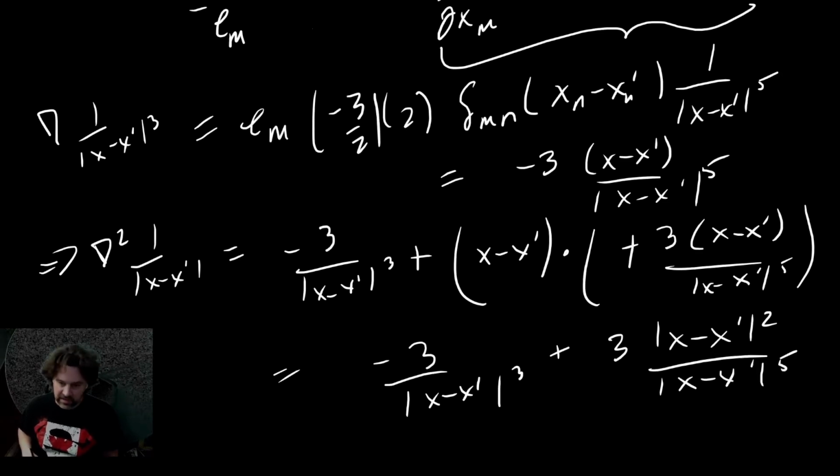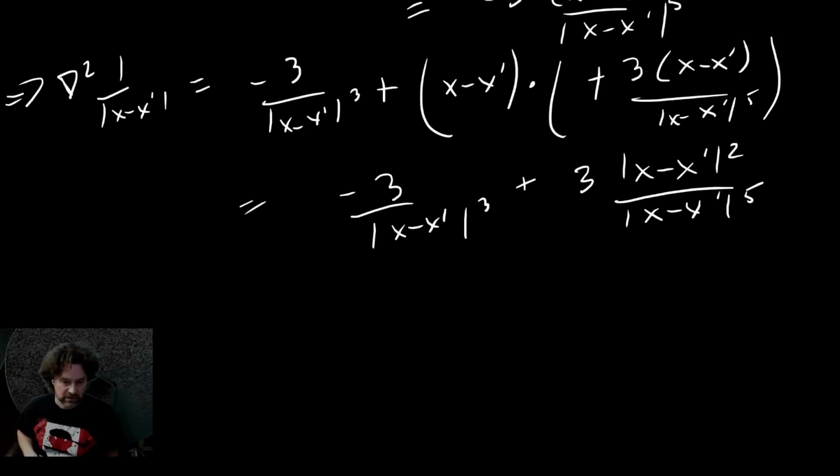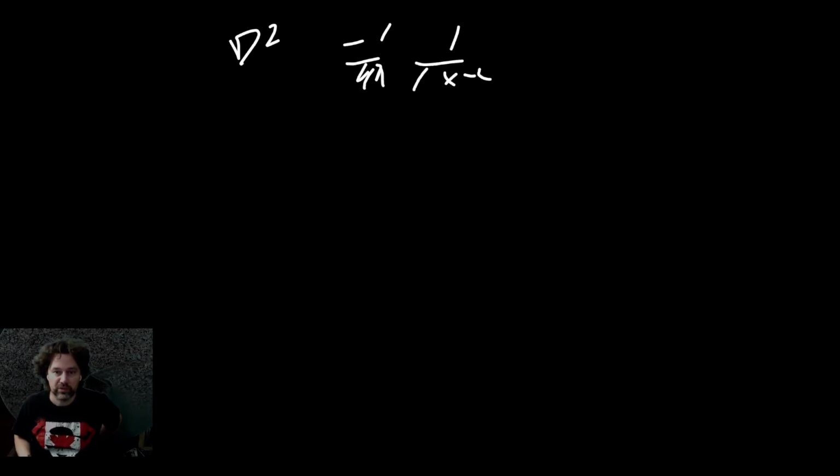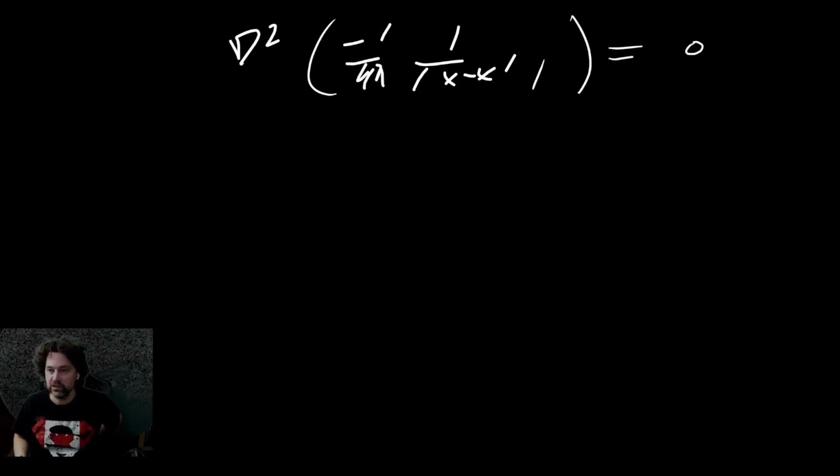And provided that x minus x prime is not equal to 0, we have 0. Okay, so grad squared of 1 over |x minus x prime| equals 0 for all x not equal to x prime. So we just found the Laplacian of minus 1 over 4 pi times 1 over |x minus x prime| equals 0 for all x not equal to x prime.